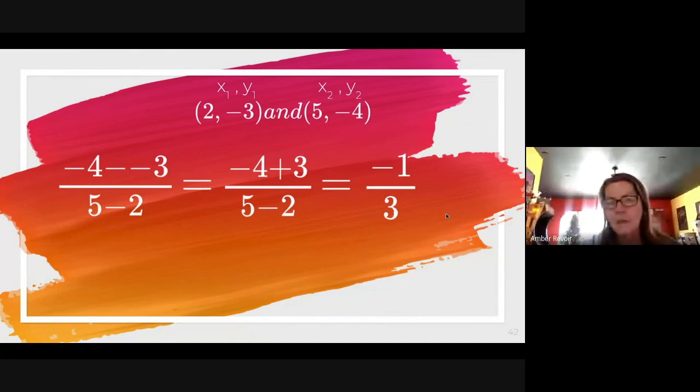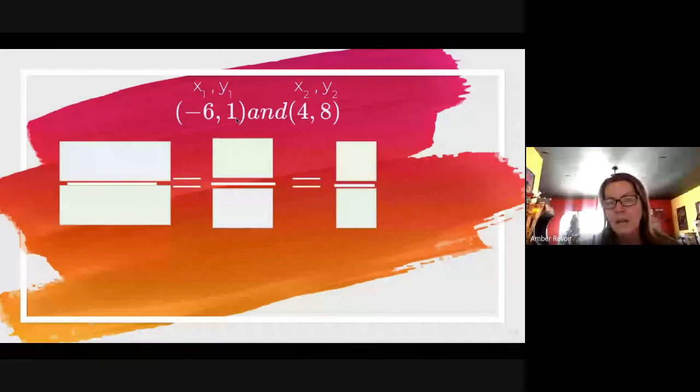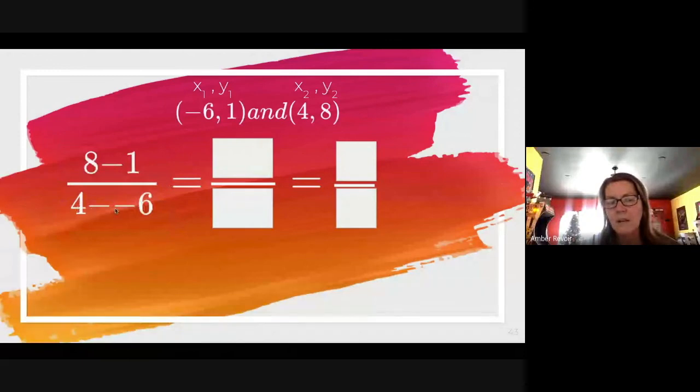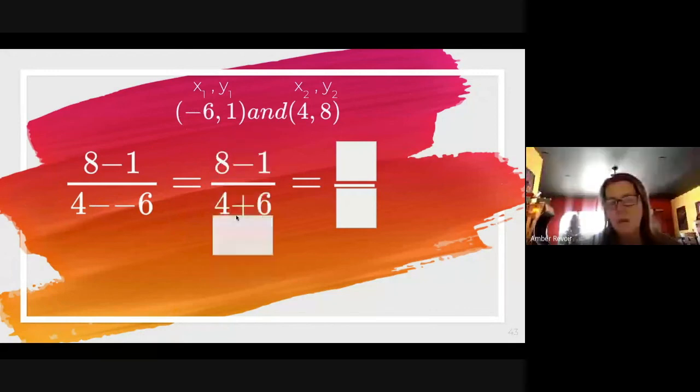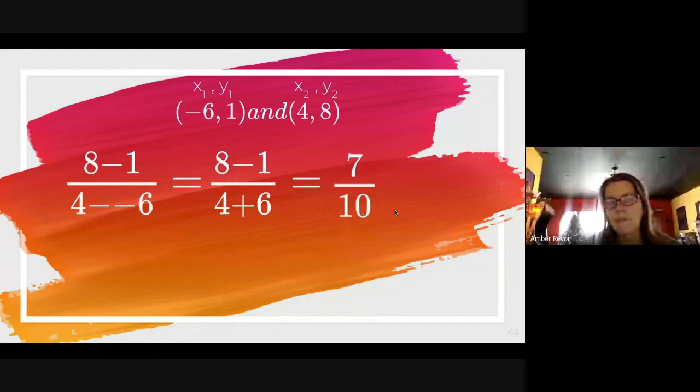Okay, so 8 minus 1 and 4 minus -6. Here again, we're going to have to do keep, change. Remember, you have to keep that sign with it. It's still a subtraction problem, and we've got that negative sign with it. So we've got 8 minus 1, and we've got 4 plus +6. So we get 8 minus 1 is 7, and 4 plus 6 is 10. So we get 7/10. The slope of the line that goes through these 2 points would be 7/10.